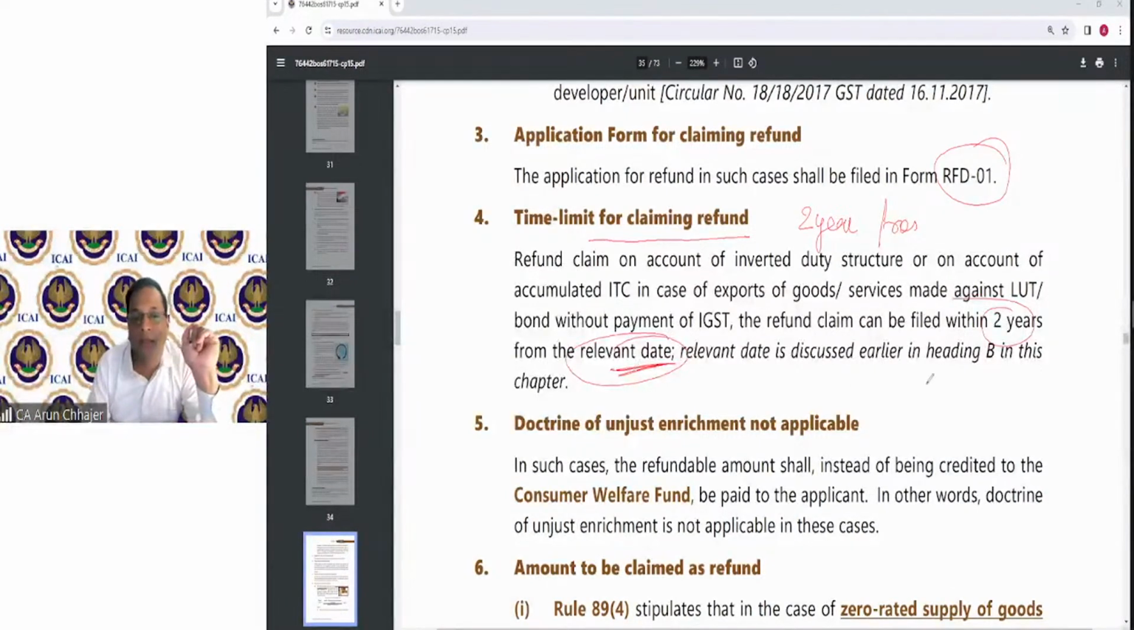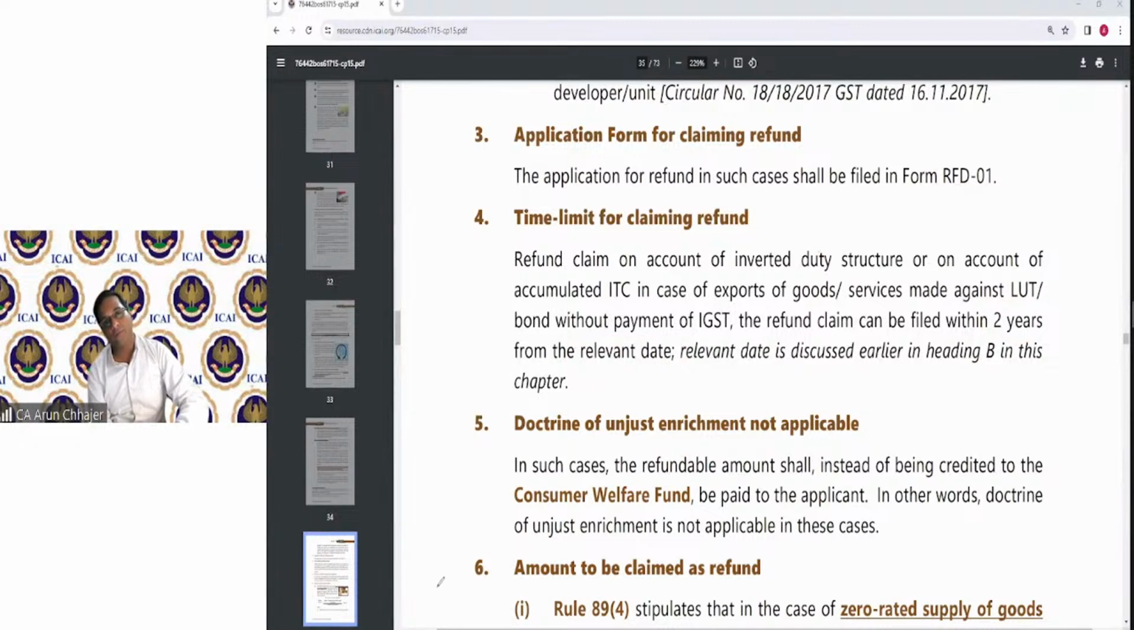Okay. Doctrine of unjust enrichment is not applicable. What is the concept of unjust enrichment? Try to understand the concept. Unjust enrichment means because of the refund, someone should not be rich for an unjustifiable reason. Refund के कारण unjustifiable reason के कारण किसी को rich नहीं बनाना है. It means you should not become rich because of an unjustifiable reason.